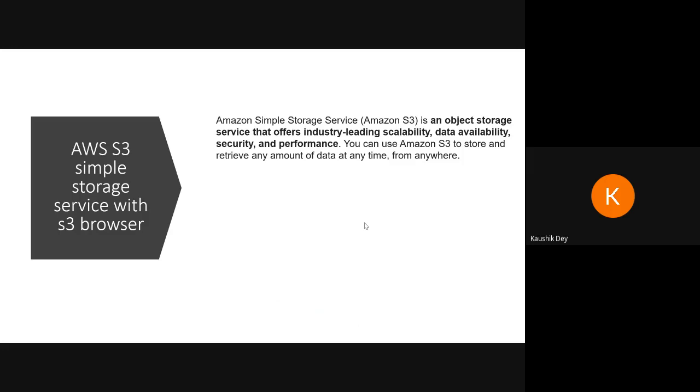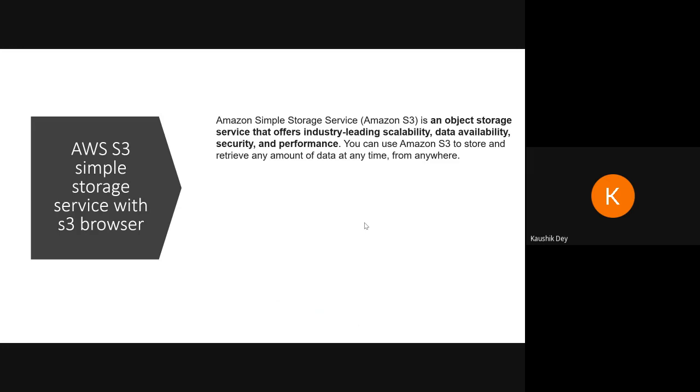Before starting on S3, we have to know how many types of storage class there are in AWS. AWS has basically two types of storage: one is standard storage, that is block level storage, and another is object storage. So S3 comes under object storage.